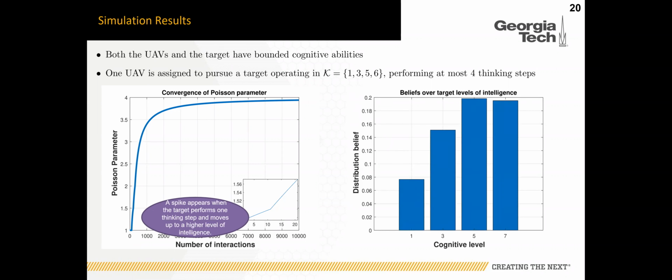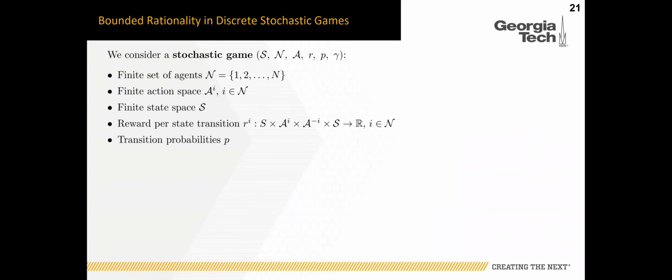And then these are the beliefs over target levels of intelligence. This is what my other agents are doing. And again, I want you to pay attention that the thinking steps and the cognitive levels do not coincide in this way. Okay, so we started from the linear quadratic games. We went to pursuit evasion games with different levels of intelligence.